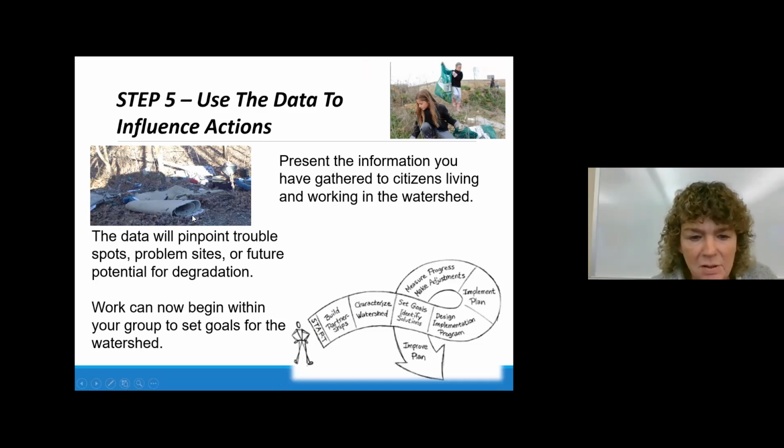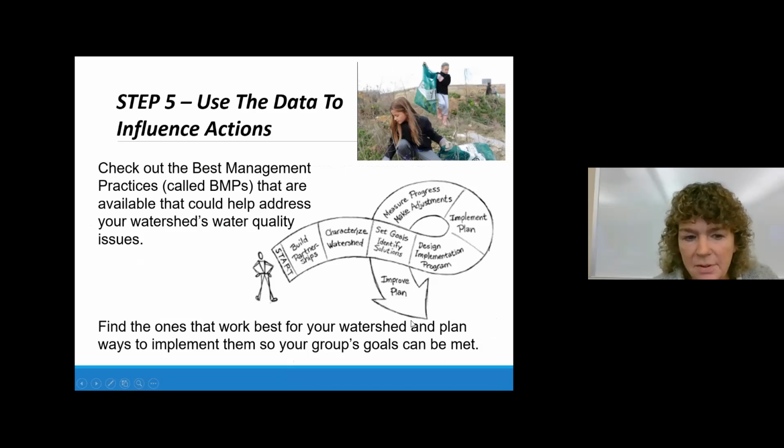Some of this trash, even though it was on dry land, in a heavy rain and a flood is going to be in our water system. So we have to do that. We've kind of moved from stakeholders and partnerships to characterizing the watershed through this inventory. Now we're starting to set goals and try to identify some solutions to these goals.